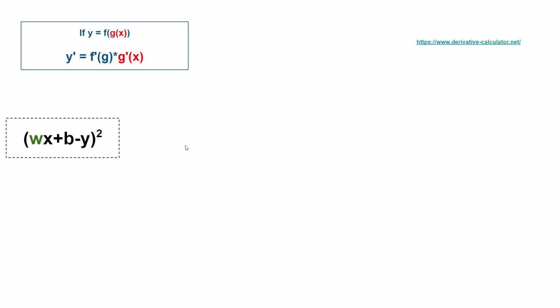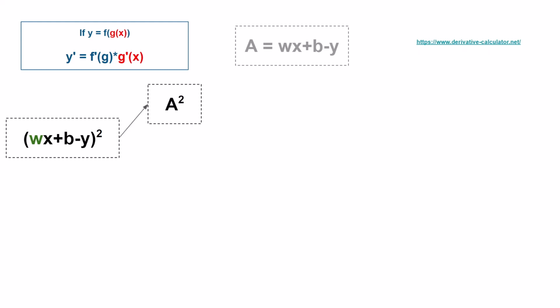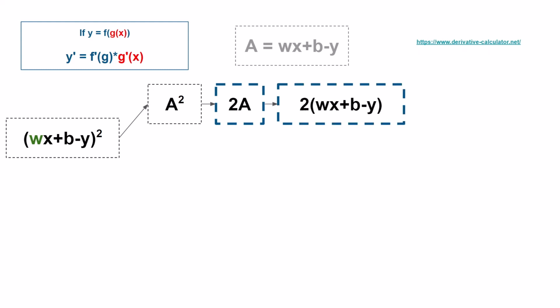As you can see, there is a function within a function. Let's replace the inner function with capital A, like this. As a result, we will have A squared, and the derivative of it will be 2 times A. Then we will insert A as it is, and here is the outer function's derivative. The inner function looks like this.